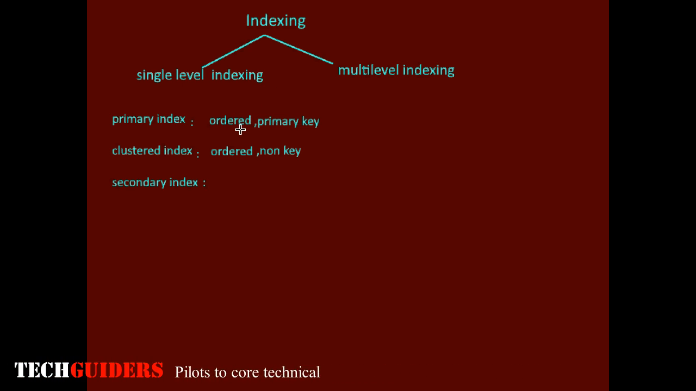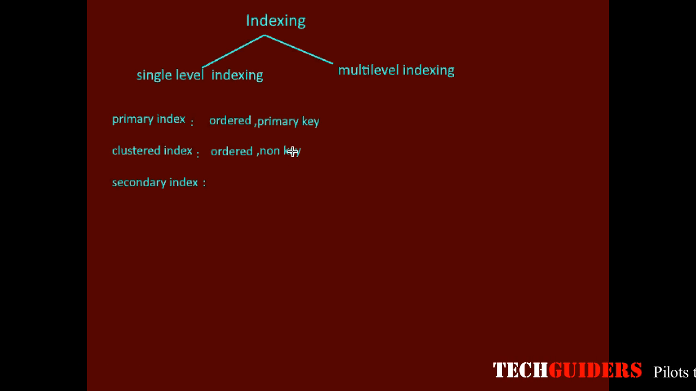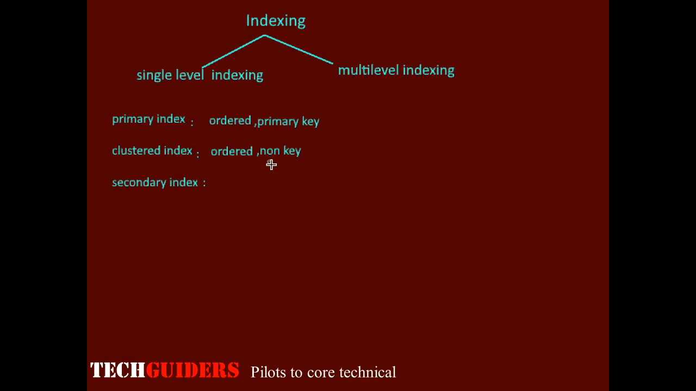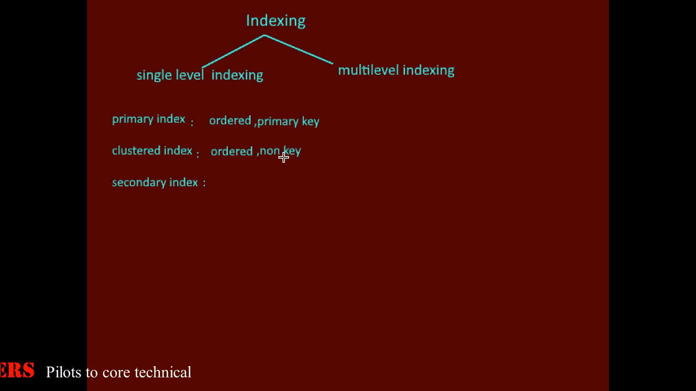So here the file will be ordered based on the primary key, and hence every record will be having a unique value for that key, and that primary key is used as the index search key. And in clustered index, the file will be ordered based on some non-key. Hence, different records can have the same value for that non-key, and that non-key field will be acting as the index search key. And what is secondary index?